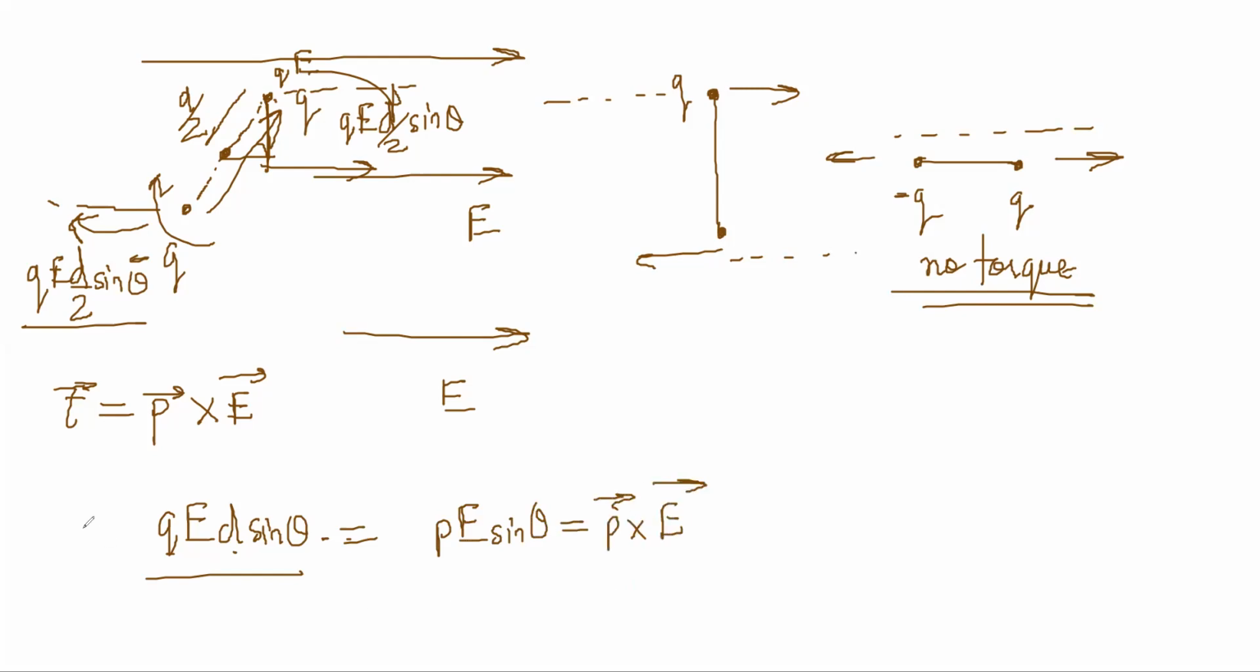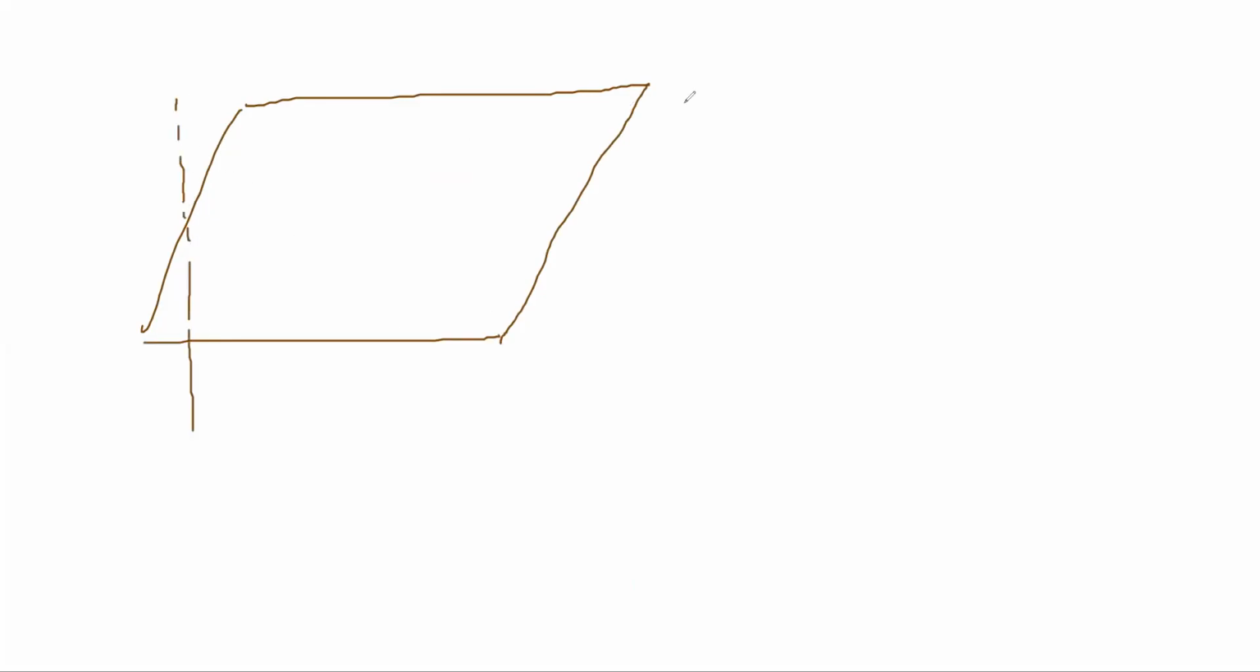You understand this part? Okay. So similarly, now what I will do is do it for that loop, magnetic field, right? So like this is my thing, and let's say this dimension is called B and this dimension is called A, right? Area of the loop is AB, right?